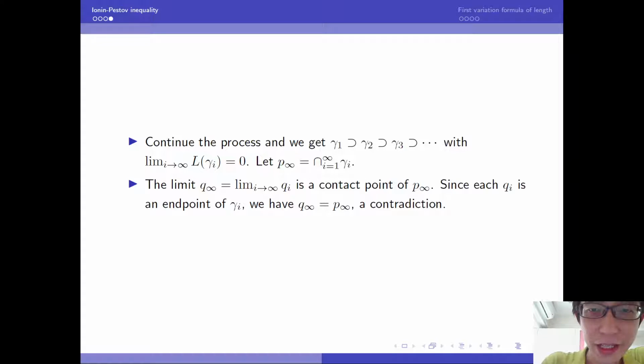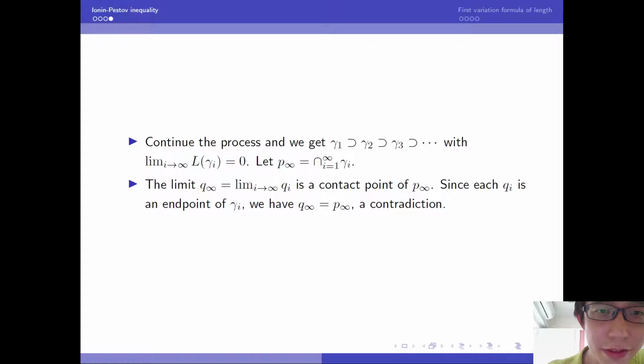The limit of contact points is also P infinity, because each contact point Qi is an endpoint of gamma i. Moreover, this Q infinity, by continuity, must be one of the contact points of P infinity. So this leads to a contradiction. And so we finish the proof of the claim and hence the Ionin-Pestov inequality.